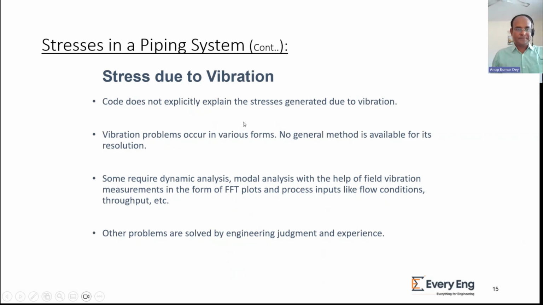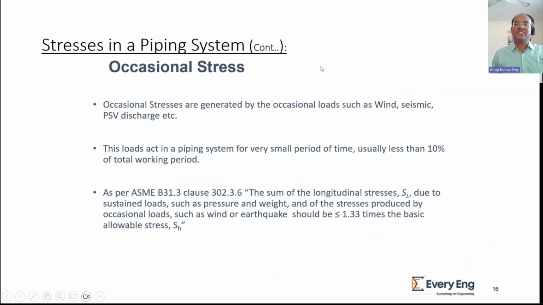Now, occasional stresses. Occasional stresses are generated by occasional loads, as during the last slide when I was discussing the generation of stresses. I was telling that wind, seismic, PSV discharge, slug, surge, all these types of forces are generating occasional stresses. So those occasional stresses also we have to find out and keep within the allowable limit. For this also the code gives us allowable values.